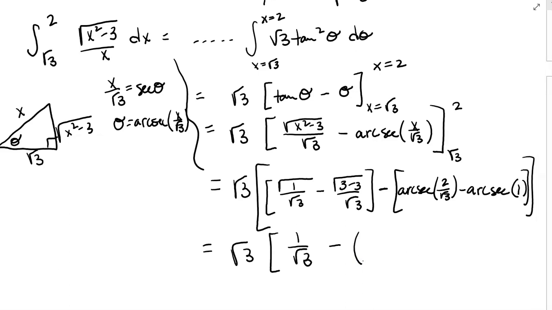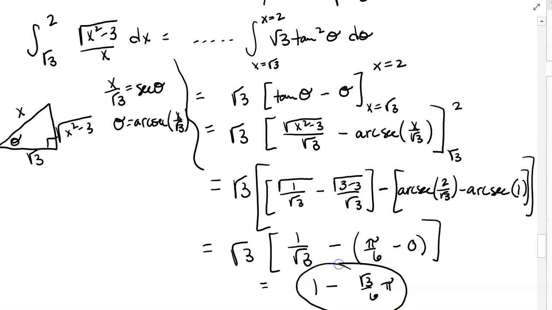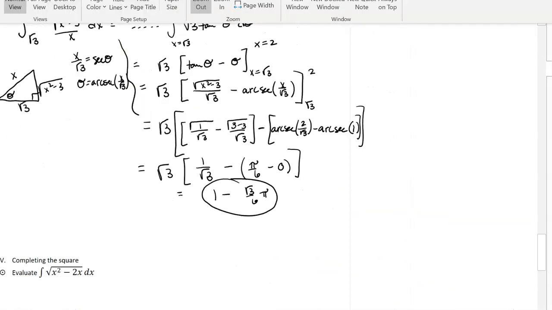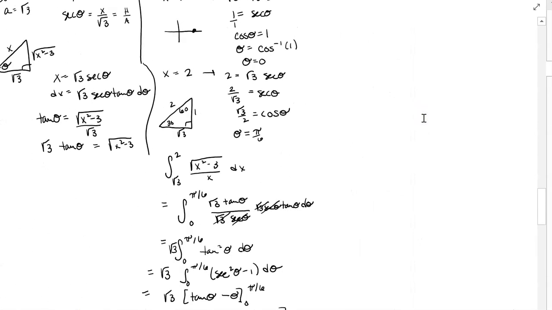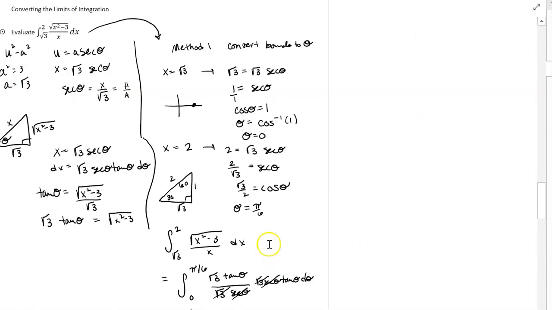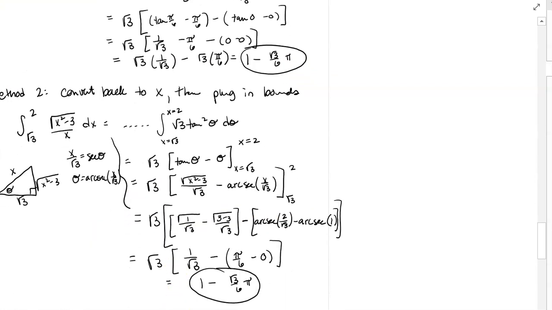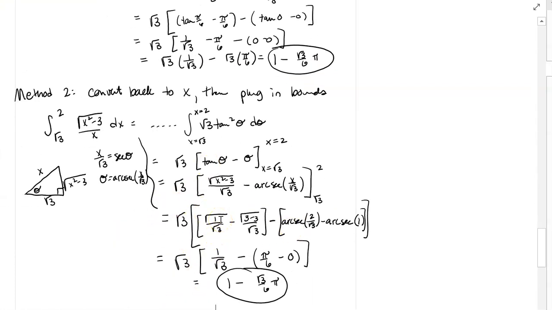Again, going back to your 30, 60, 90 triangle or your unit circle, whichever one you like, that gives me pi over 6. And the arcsecant of 1 is 0. So you can see that you get 1 minus root 3 over 6 pi, just like you did in the previous method. Now, they're not all this convoluted. Sometimes it'll be more simple to do it one way or the other, but honestly, it's the same amount of work either way. It's just, do you want to do that work up front and convert your bounds, or do you want to do that work at the back end of the problem and just deal with it at the end? It's up to you.